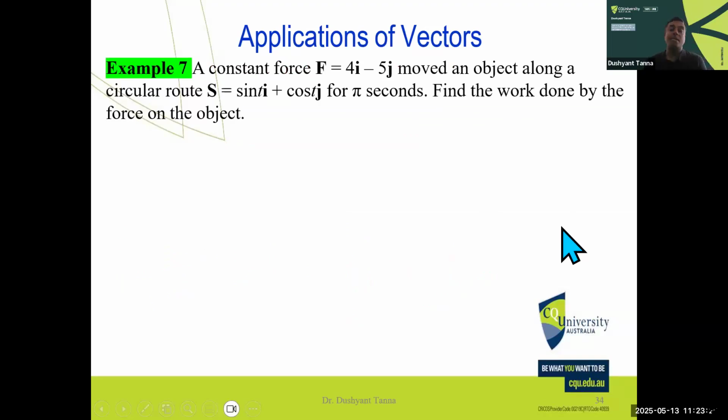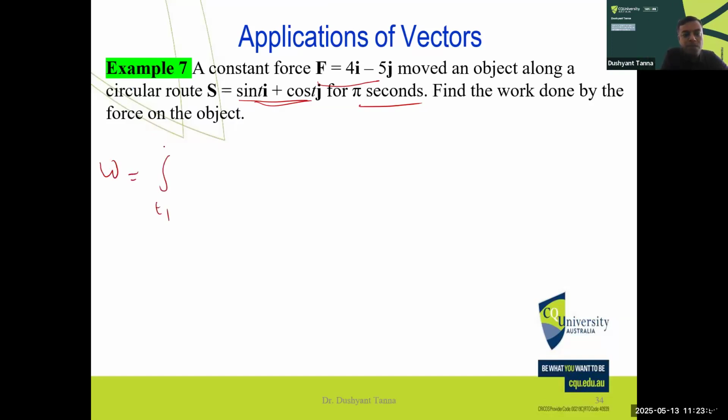Let's look at an example, and obviously you can't go wrong here. Your F is constant. S has some variation. The t keeps on varying for pi seconds. Pi is a radian number, 3.14, but we don't want 3.14. We want it as pi, 0 to pi, in other words. Okay? Right. So we know the formula.